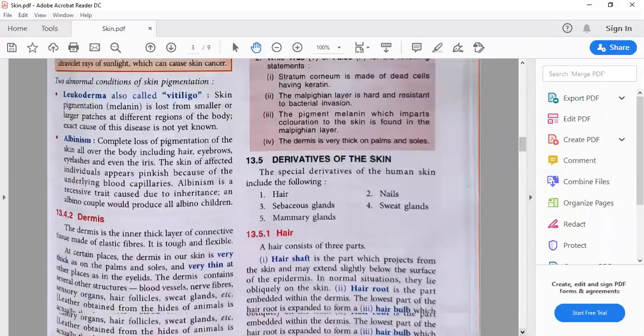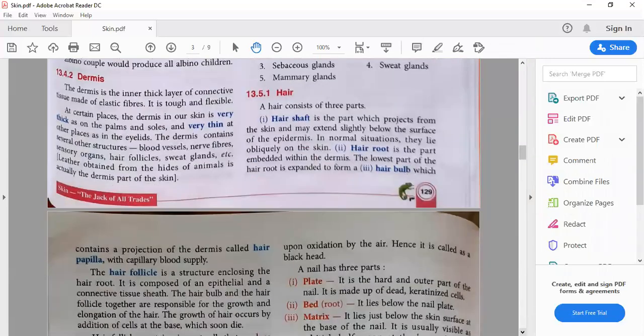Okay, तो क्या पढ़ना है? Hair shaft क्या होता है? That is projecting out from the skin. Okay, then the hair root, where it is within the dermis. Then the lowest part of the hair root is expanded to form hair bulb. और bulb के अंदर क्या है? There is a projection of the dermis which is consisting of the blood capillaries, that is called hair papilla. समझा? Yes, ma'am. हेयर रूट के अंदर हेयर बल्ब के अंदर projection of dermis which is consisting of blood supply, blood capillaries, that is called hair papilla.